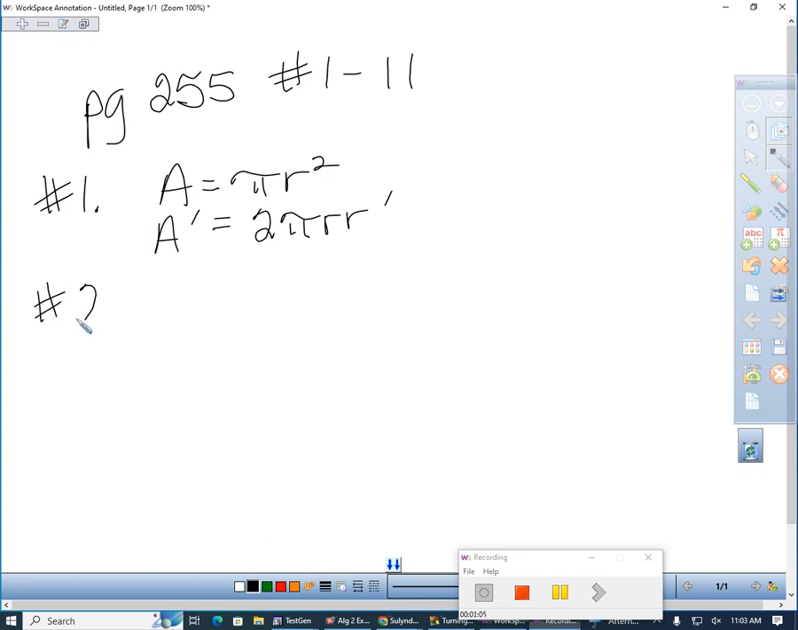Number 2. It says the radius r and surface area S of a sphere are related by the equation S equals 4 pi r squared. Write an equation that relates dS/dt to dr/dt, which relates the derivative of S to the derivative of r. That's all it's saying. So we have S prime equals, bring our 2 down, 8 pi r prime.